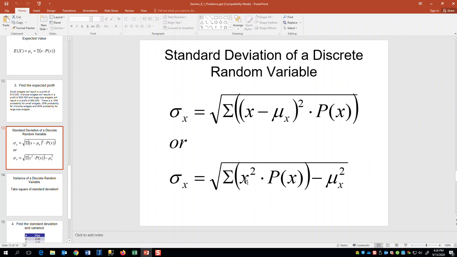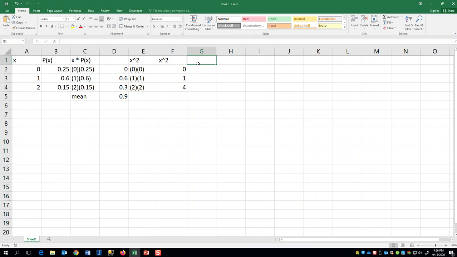Now we need to take x squared, that column we just created, times p of x. So x squared times p of x. I won't write it out, but we're going to take this 0 times our p of x, which is 0.25. 0 times 0.25 gives us 0. We're going to take 1 times 0.6, which gives us 0.6. That's weird. 4 times 0.15, 0.6. Yeah, sure enough, 0.6.